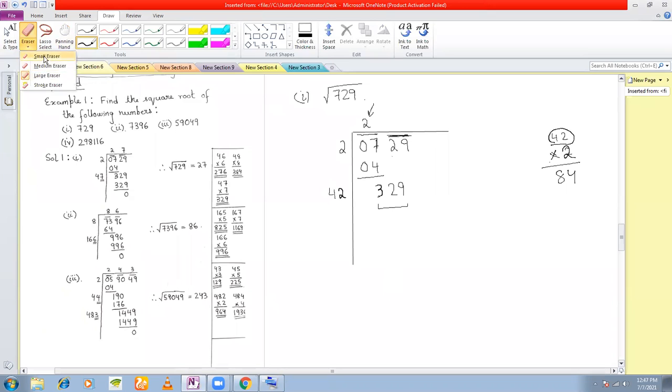But we are not going to choose any digit we want. We are going to choose such a digit that after I put the digit here, the number that I obtain is very close to 329. Suppose I am putting 1, then 41 into 1 is 41. But 41 is not very close to 329. So that is why we'll put some other digit.